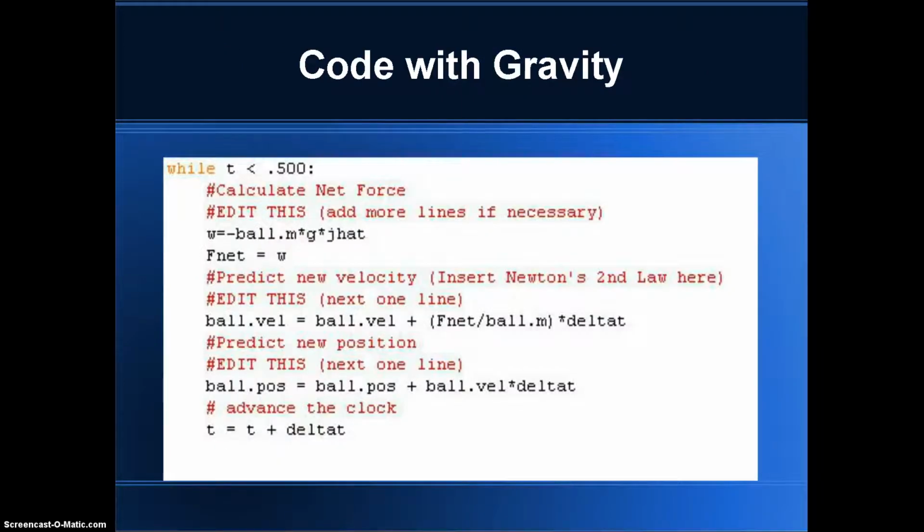Two codes had to be written. The first one using only the force of gravity. As you can see here, the force of gravity equation has been put into this code, with W equaling the gravitational force, and it equals the negative mass of the object times g times j hat. F net is only equal to the force of gravity. Down here, F net is used to find the ball velocity and then the ball position.